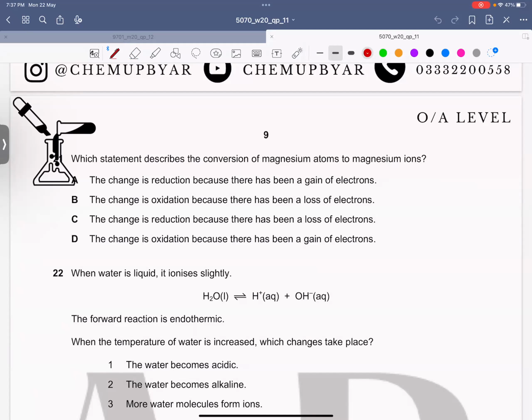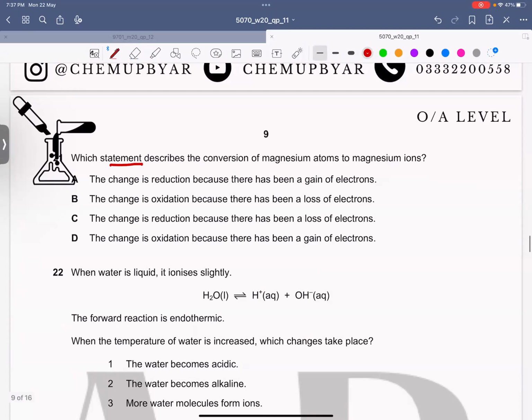So, question number 21. Which statement describes the conversion of magnesium to Mg2+, right? So, this conversion, if you see that it is changing from 0 to 2+, which means that it is actually releasing 2 electrons, and which indicates that it's an oxidation. So on the basis of that, I can easily mark A and C wrong, right?